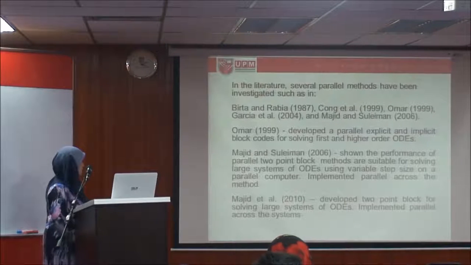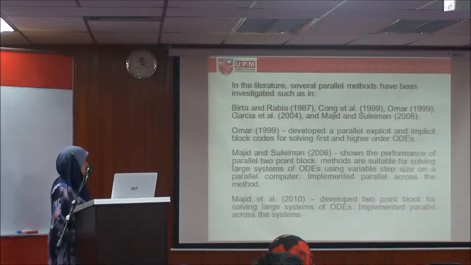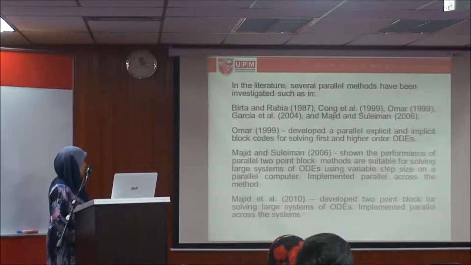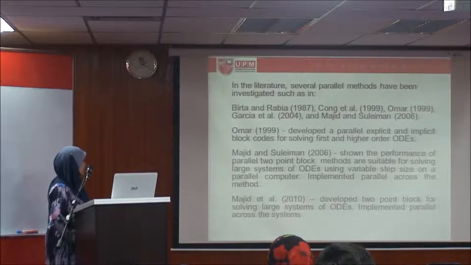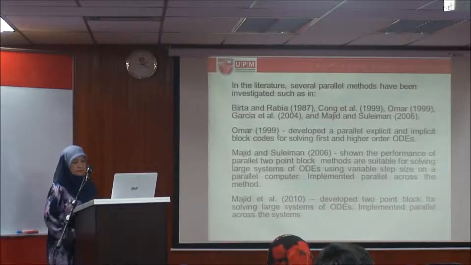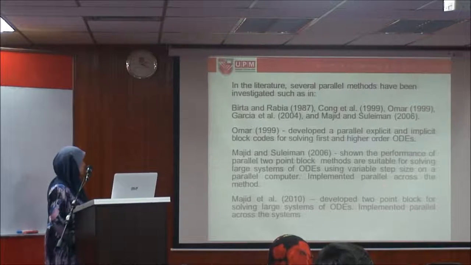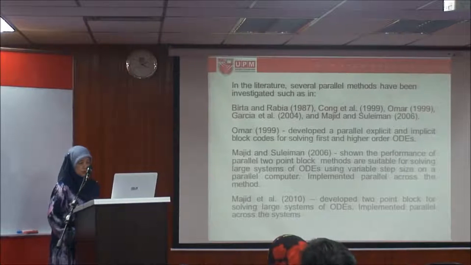And in 2010, what we have done is that the two-point block method is slightly different. I will show you where. In 2010, we implemented parallel across the system. So you will see why we can't use parallel across the method for this second approach.